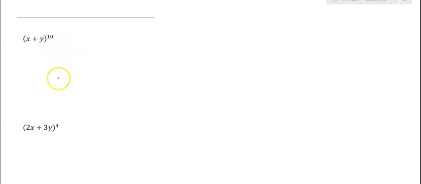Let's go ahead and take a look at just a couple of computational examples of using the binomial theorem. One thing that we know is the coefficients always come from the nth row, and the nth row is always indicated by the power, right? So in this case, the coefficients of these expansions are going to come from row n equals 10 and row n equals 4.